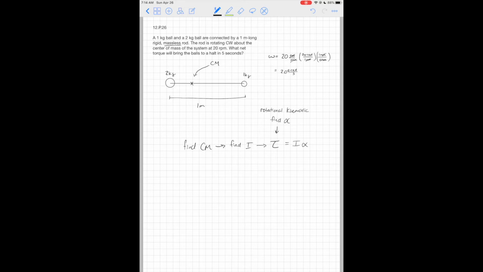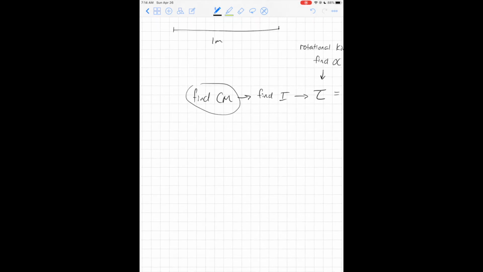Okie dokie, let's start off with finding the center of mass. Our center of mass equation: x center of mass is equal to m1 x1 plus m2 x2, all over m1 plus m2. We only have two masses, so that's why we're only going up to 2 here.